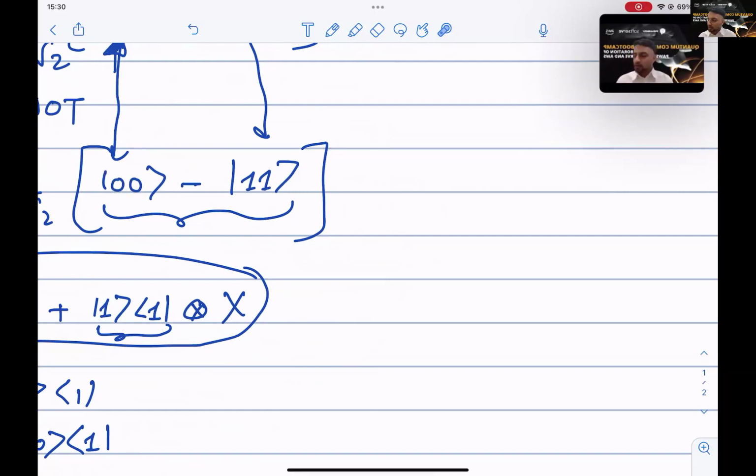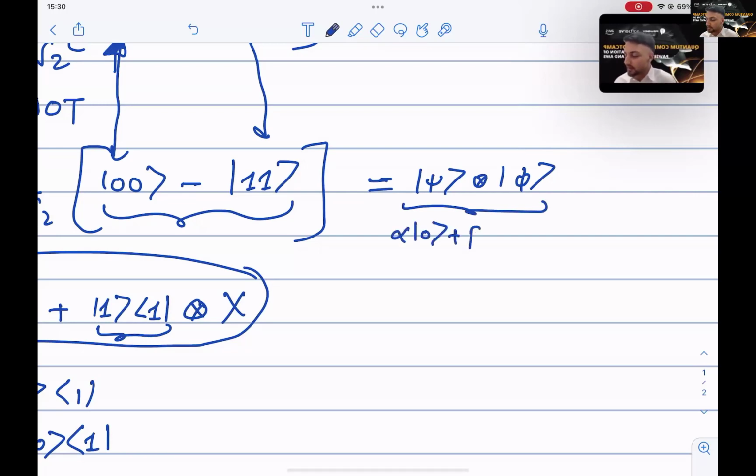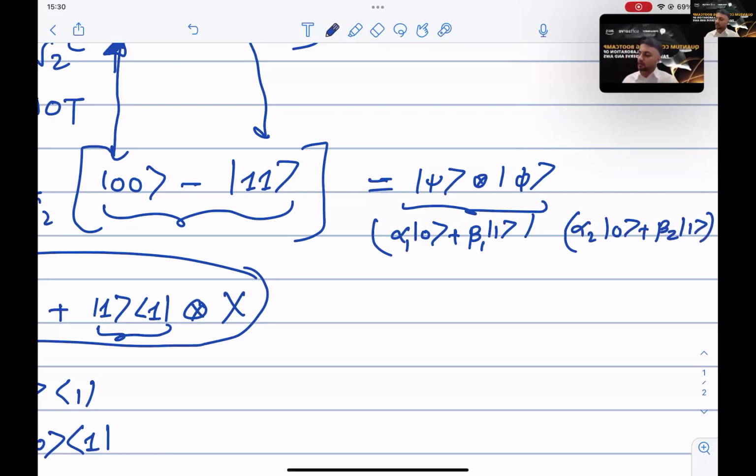Okay, so the formal definition is that a state is entangled if it simply cannot be separated into a tensor product of two different states. So if you try to find a decomposition for this state, try this as alpha 0, beta 1, and then alpha 1, beta 1, alpha 2, beta 2, and then try to solve for these four coefficients. You'll realize that none exist to give you back these states.